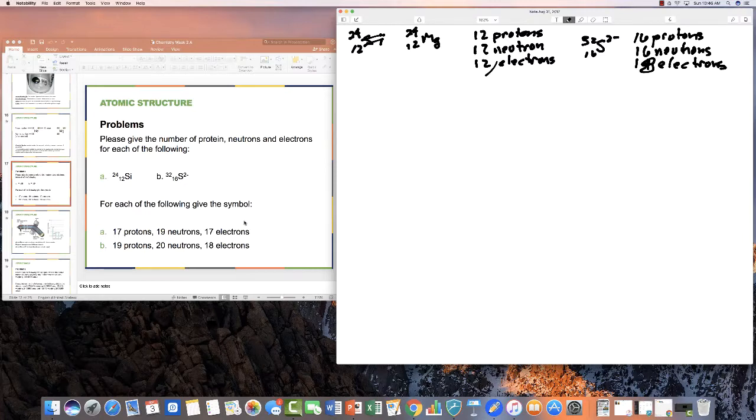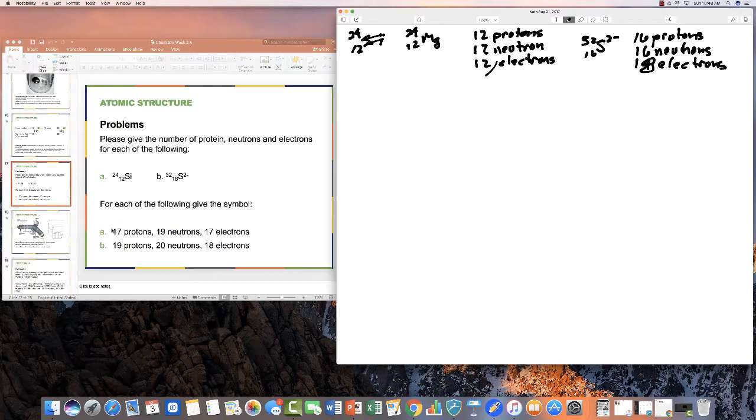Now down here it says, give the symbol for each of the following. Now you'll have to look at a periodic table of elements in order to do this. The periodic table of elements can be found in several different places. You can just Google the periodic table of elements, or you can look in your book. In a couple different places, you'll find the periodic table of elements in your book. Once you find a periodic table of elements, you can do these problems.